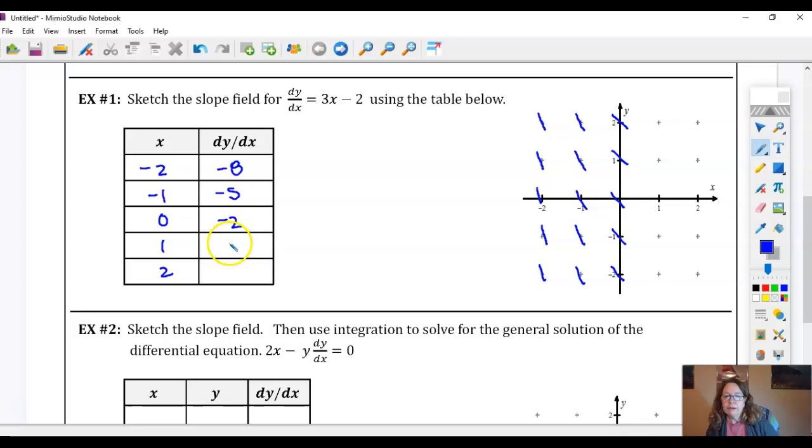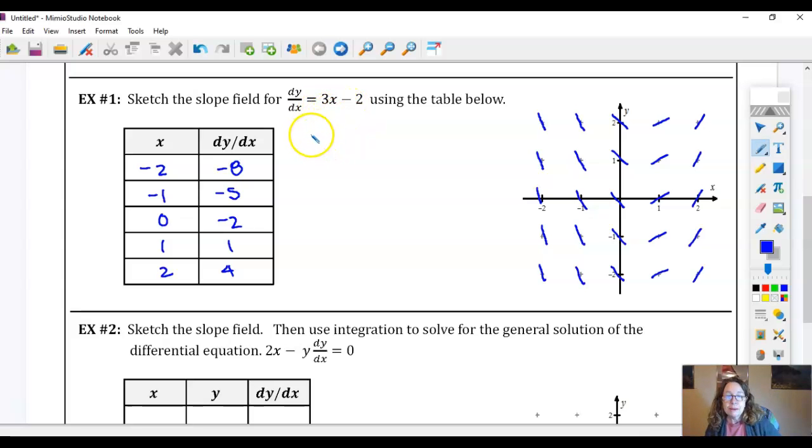And then at 1, our slope is 1. Now that's going to be positive. So I'm going to go uphill at about a 45-degree angle. And then when x is 2, that'll have a slope of 4. So a little bit steeper yet. Now I want you to look at this. I want you to think about what this function would be.